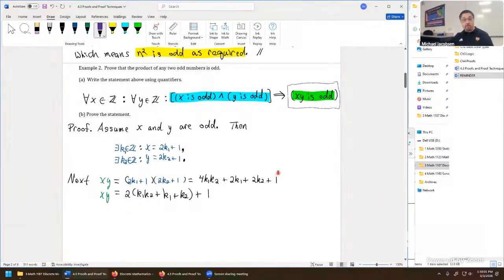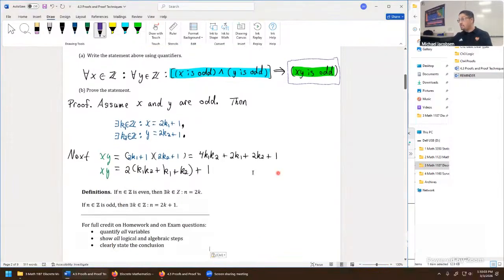Once we got to this line right here, notice if you factor out 2, something kind of magical happens. With this 2 right here and a +1 right here, we have matched these two elements of what it means for an integer to be odd once again. So all we needed was some value k that's definitely an integer.